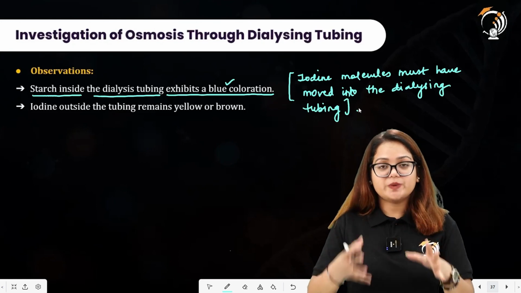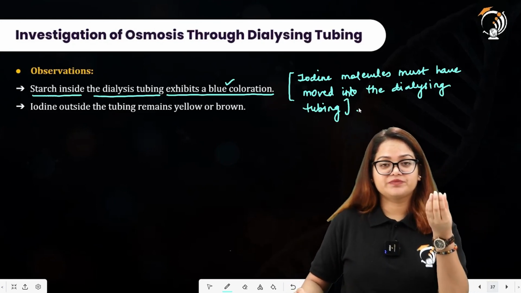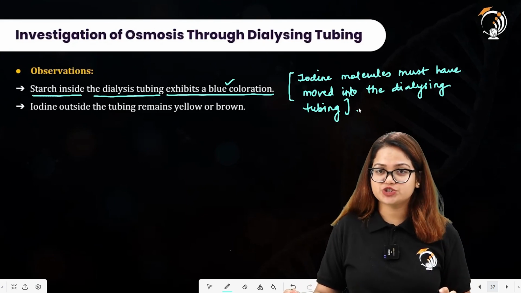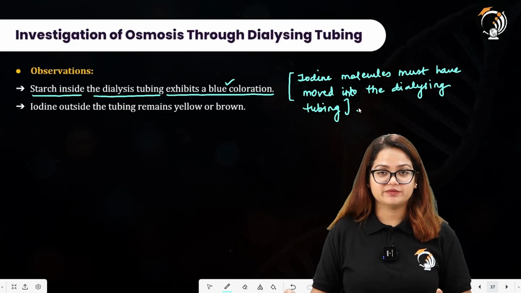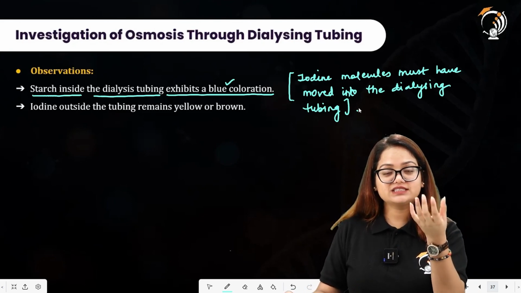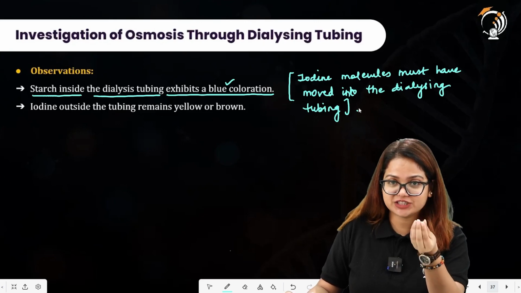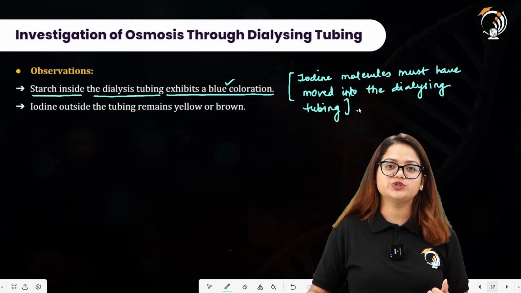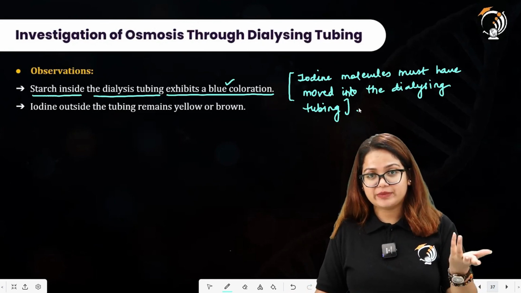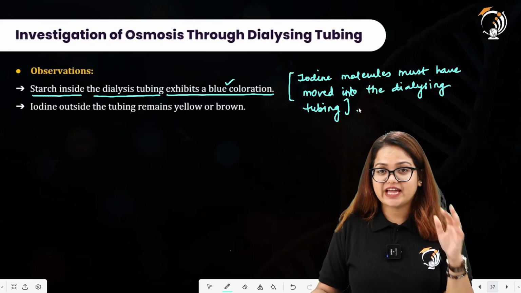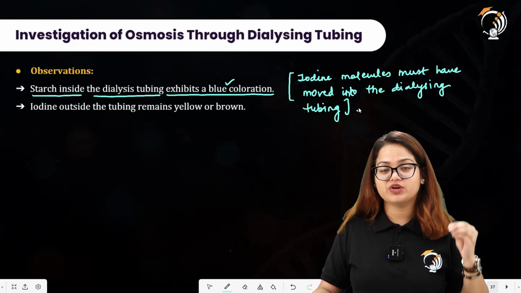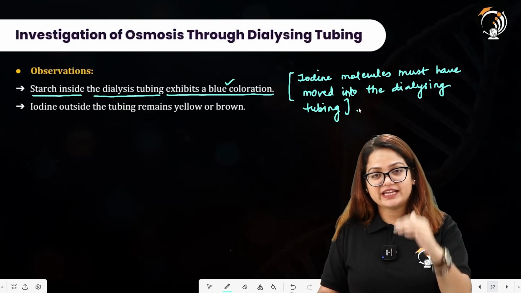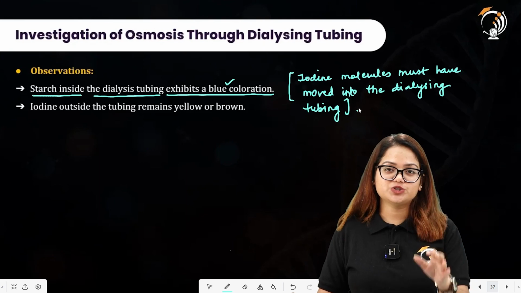All right, and we can also assume why the environment that has water with iodine solution in it did not turn blue in color. We can assume from this that the starch has not passed the dialysing tubing and moved into the test tube that has the iodine solution. Rather, what has actually happened, we are assuming, is that the iodine molecules must have crossed the dialysing tubing membrane and entered into it and turned the solution blue in color.